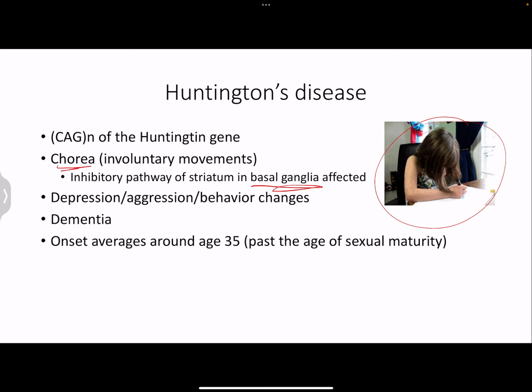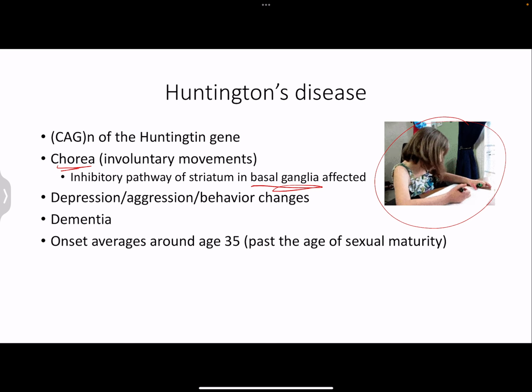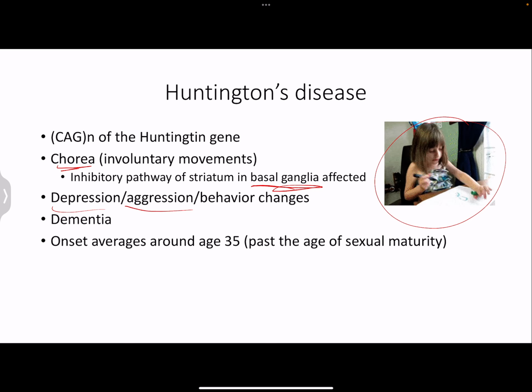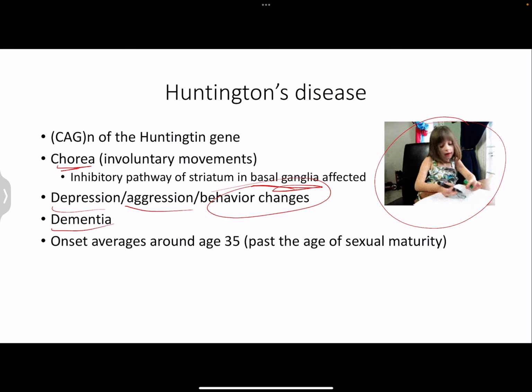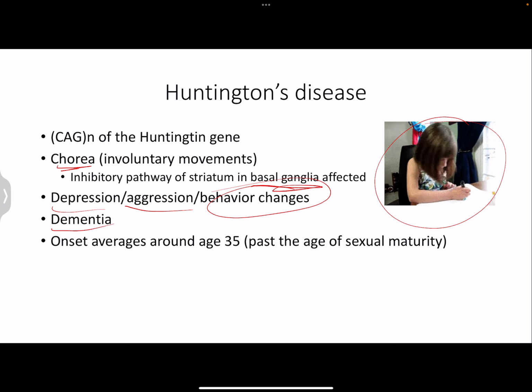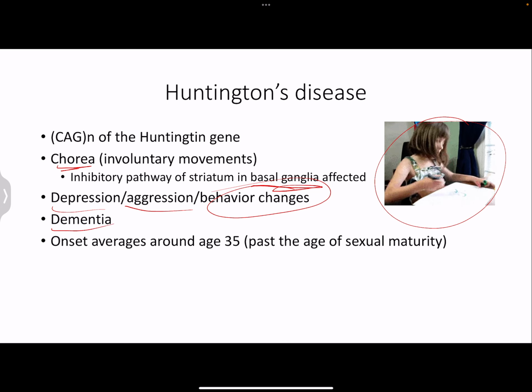It also affects their mental state, their personality, with depression, aggression, and behavioral changes, and eventually leads to dementia, and hits people particularly early as well, in their 30s or 35.